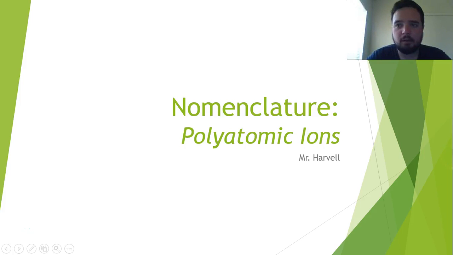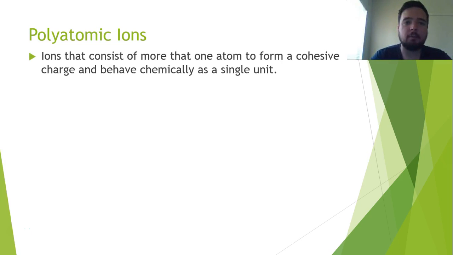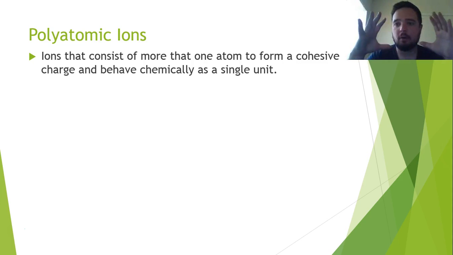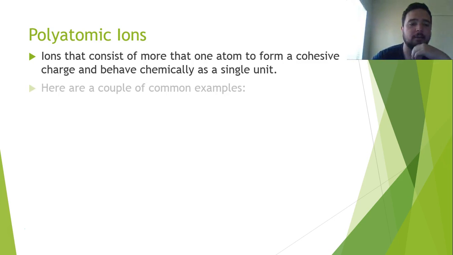Hello, and today we're going to continue the chemical bonding unit and start talking about the nomenclature of what's called polyatomic ions. So polyatomic ions are ions that consist of more than one atom to form a cohesive charge and behave chemically as a single unit. So it's two or more atoms that have come together and formed either covalent or ionic bonds to make an overall charge, or formal charge as it's called, that's either positive or negative. And so they can be treated as one single unit, as one single ion.